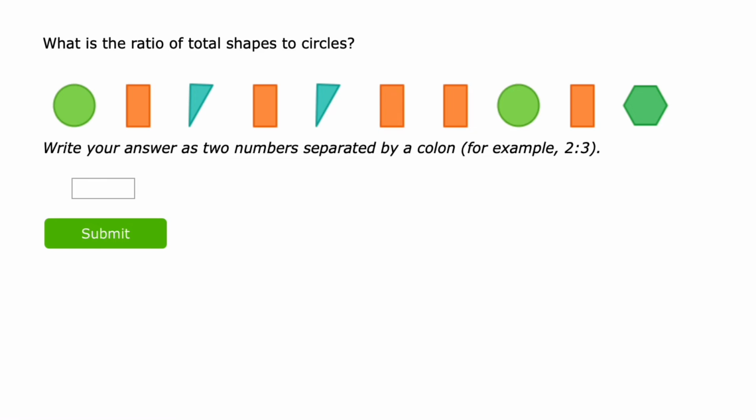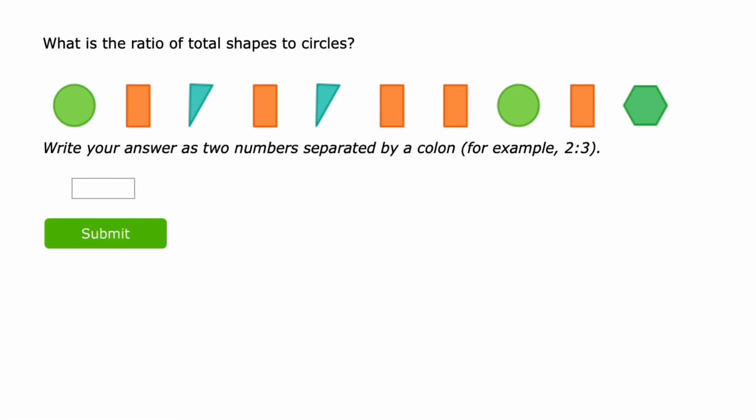I hope you understand this because it's really not that hard, which I love about it. So let's get started. As you can see, we have a question, and that question is, what is the ratio of total shapes to circles?